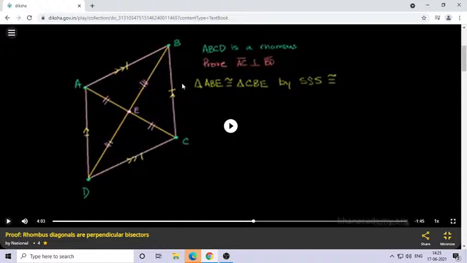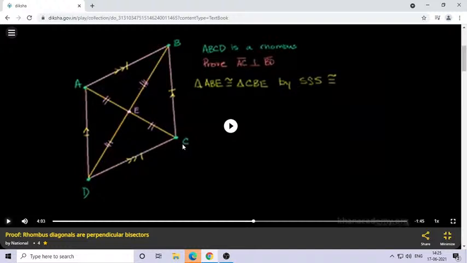So what they are doing is proving that these two triangles are congruent: triangle ABE is congruent to CBE. Now how are they proving these two triangles as congruent? By the SSS criteria, side, because AB is equal to BC.